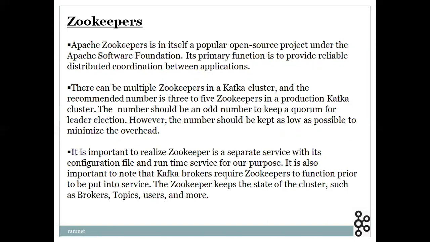Apache Zookeeper is itself a popular open source project. We already saw it. Its primary function is to provide reliable distributed coordination between applications. It's sitting in the cluster itself, and it is controlling the producer as well as the consumer. There can be multiple Zookeepers in a Kafka cluster, and the recommended number is 3 to 5 Zookeepers in a production Kafka cluster. The number should be odd to keep the quorum for leader selection. However, the number should be kept as low as possible to minimize the overhead.